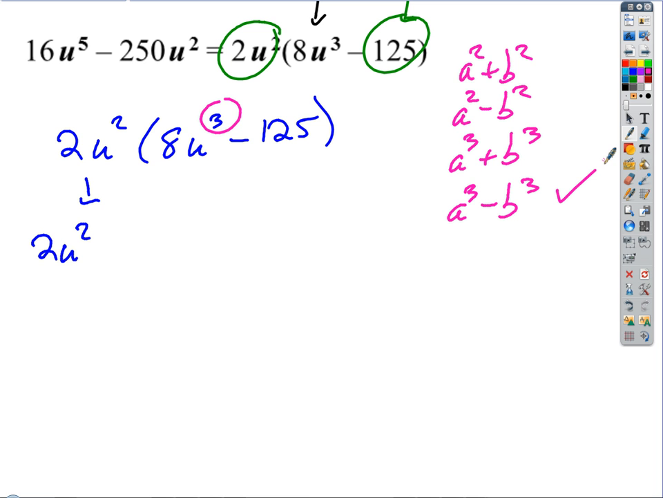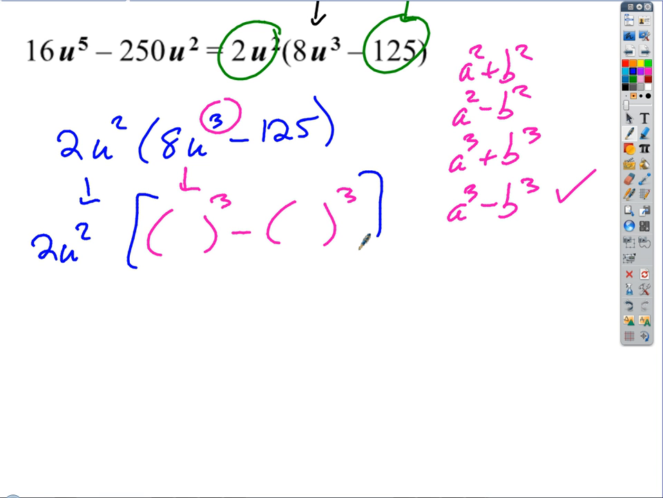So if we take this guy, this has to turn into something cubed minus something cubed, right? Let's make those blue. Okay, so what are my somethings? My A and my B. Now, the question is, what could I cube and get the result 8 times U cubed?